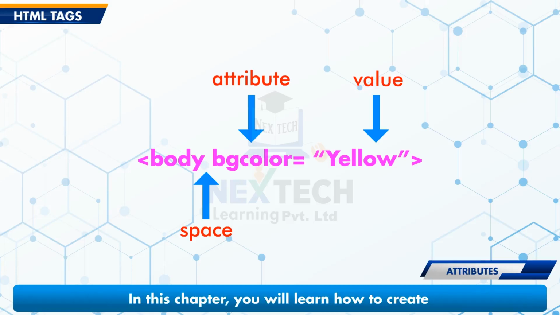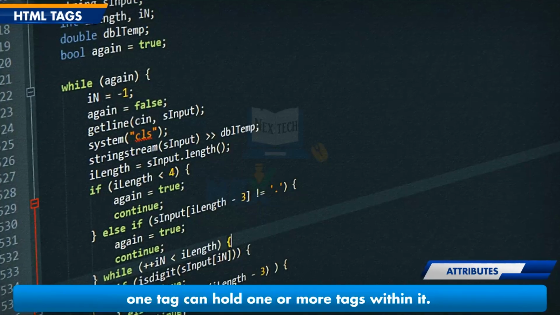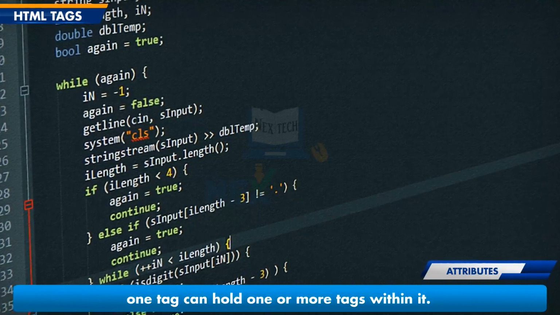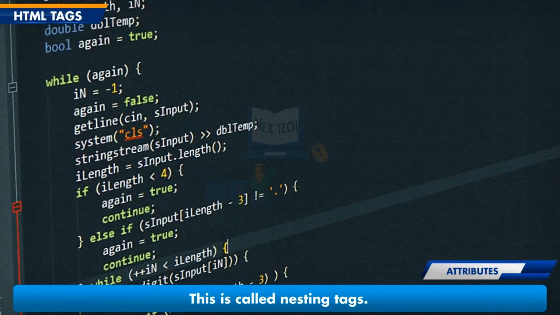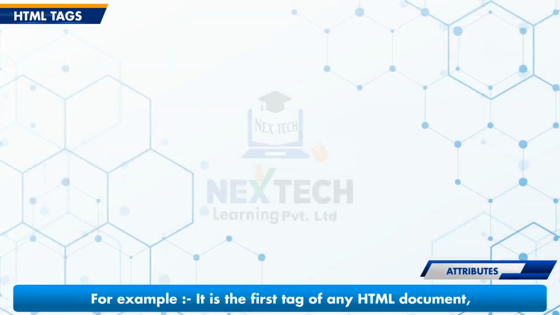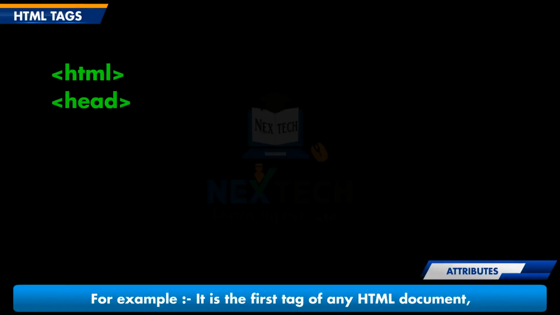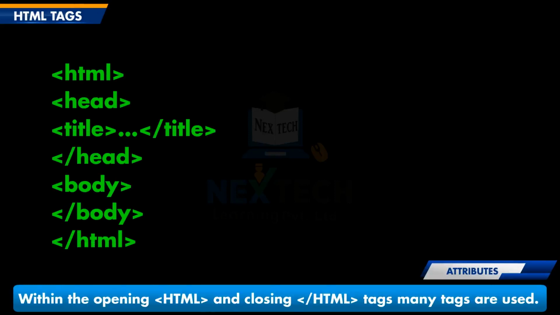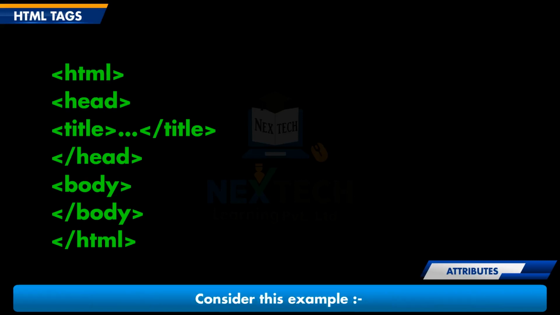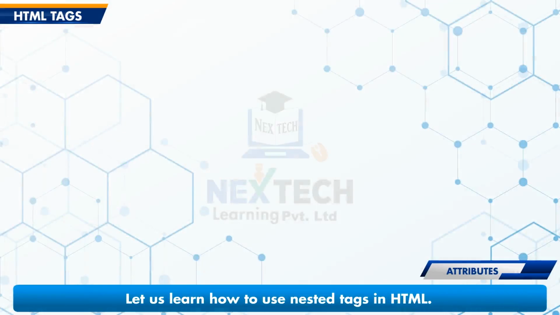In this chapter, you will learn how to create an HTML program using simple tags. In HTML, one tag can hold one or more tags within it. This means you can use a new tag without even closing the previous one. This is called nesting tags. For example, the HTML tag is the first tag of any HTML document, but it does not close until the end. Within the opening HTML and closing close tag HTML tags, many tags are used. Consider this example. Let us learn how to use nested tags in HTML.